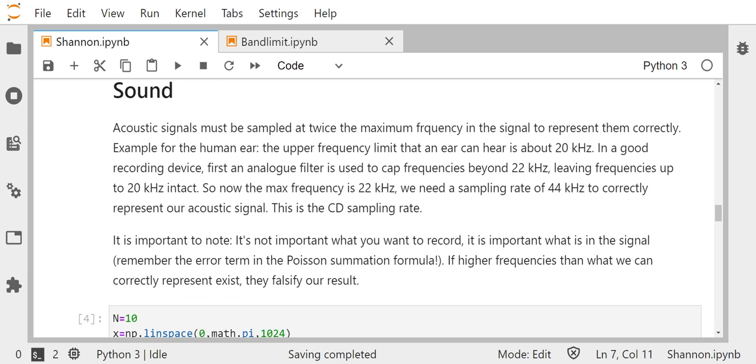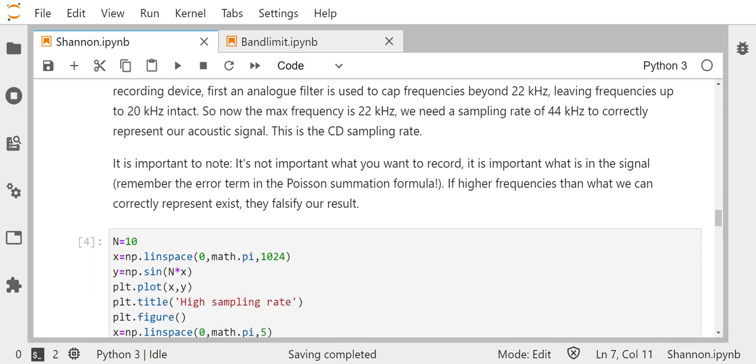So it's not sufficient that we say, okay, we only want to measure frequencies up to 20 kilohertz. But if there are higher frequencies in the signal, then they will contribute to my error term and they will actually falsify the low frequencies that I really want to measure. Right. So first of all, I need to cut off everything beyond a certain limit using an analog filter, and then I can digitally sample. And that's what usually happens when you make a recording. Okay.